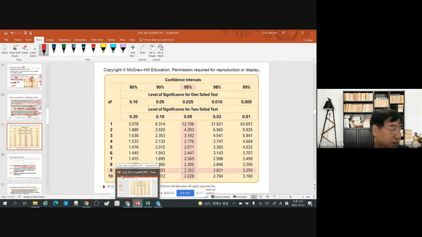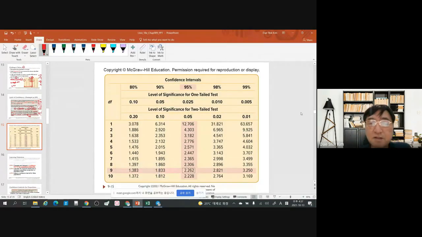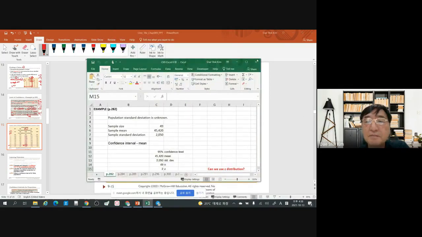Then again, in our textbook, at the end of this, I copied this one. Look at degrees of freedom, n minus 1. n is 10, so 10 minus 1 is 9. Look at 95% in two-tail. When you go down, you find this t-value. And I will open the Excel file first.